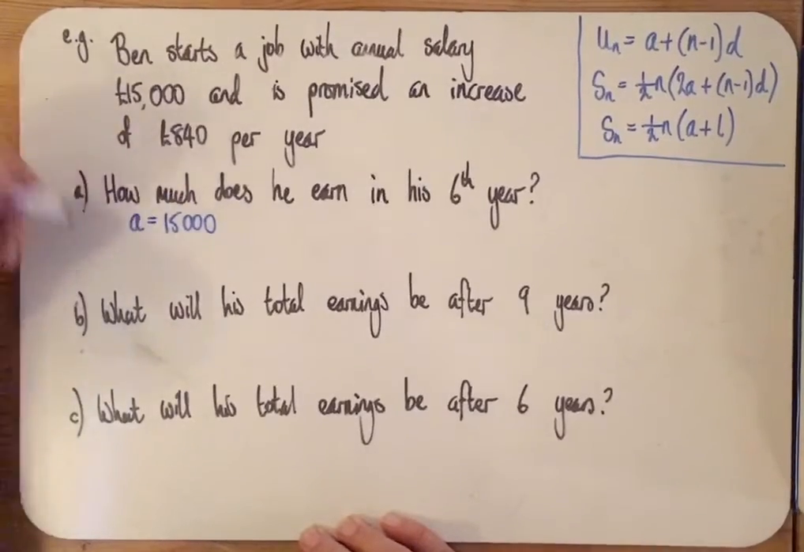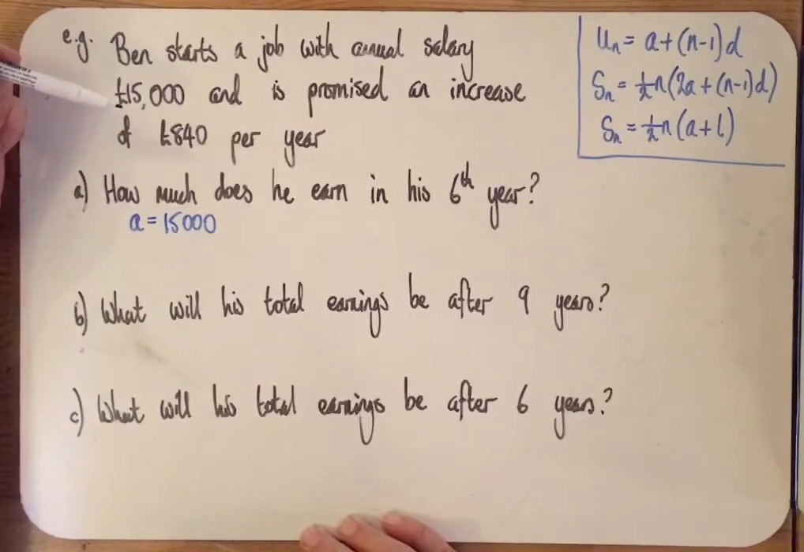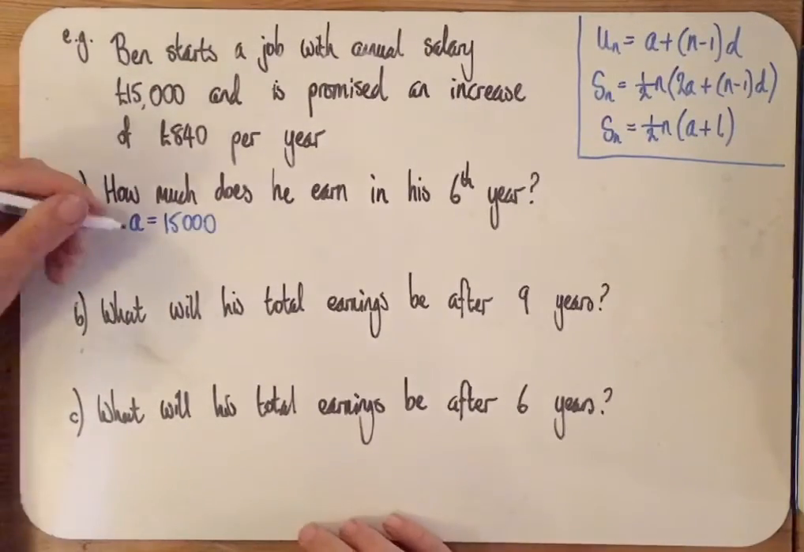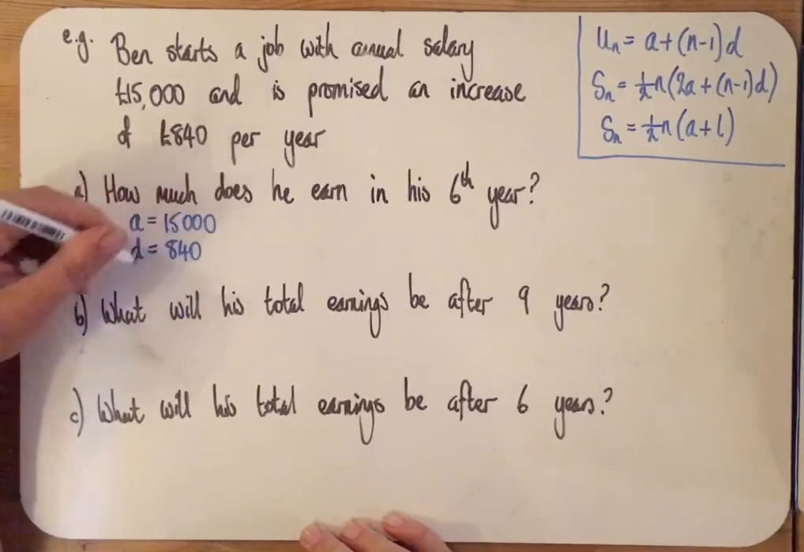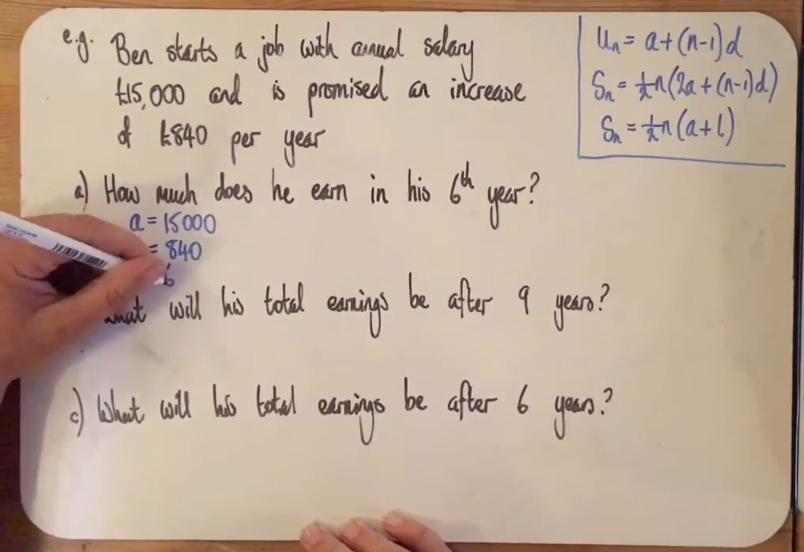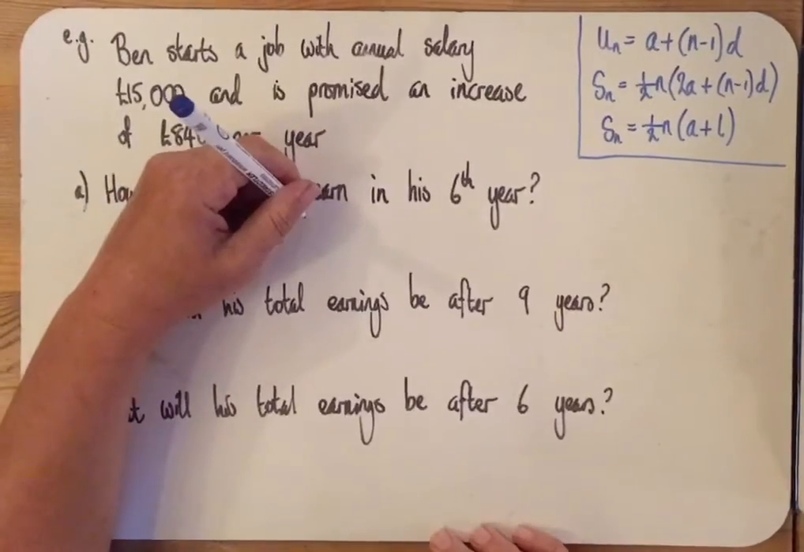And also just think about what sort of sequence it is. It's going up by 840 a year, so it's an arithmetic sequence. Common difference d will be 840. And for this one, n is equal to 6. We want the 6th term.